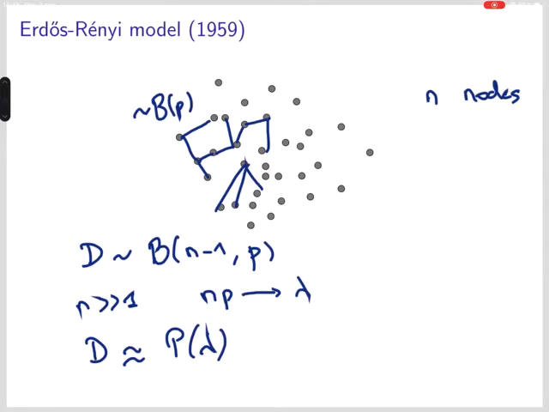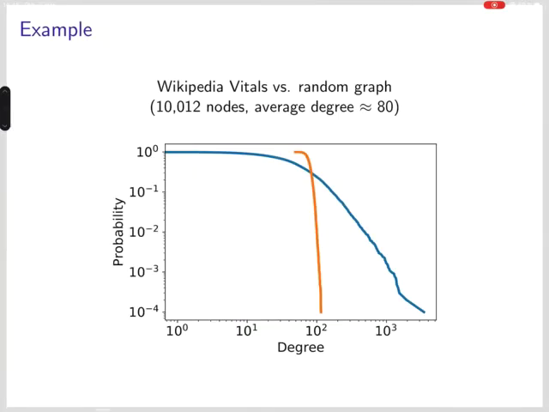Okay, and the distribution you can plot here. So in orange you have the Erdős-Rényi model corresponding to the Wikipedia Vitals parameters, the same number of nodes and the same average degree. And as you can see, the behavior is completely different. Okay, well, you may say that it's linear, but actually the slope would be minus infinity or something like that. And so actually the power law is not a good model for that. It's a Poisson distribution, and the tail distribution has nothing to do with the power law.